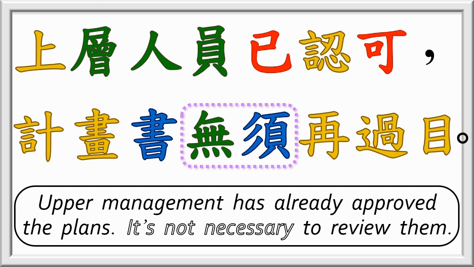上层人员已认可，计划书无需再过目。Upper management has already approved the plans. It's not necessary to review them again.